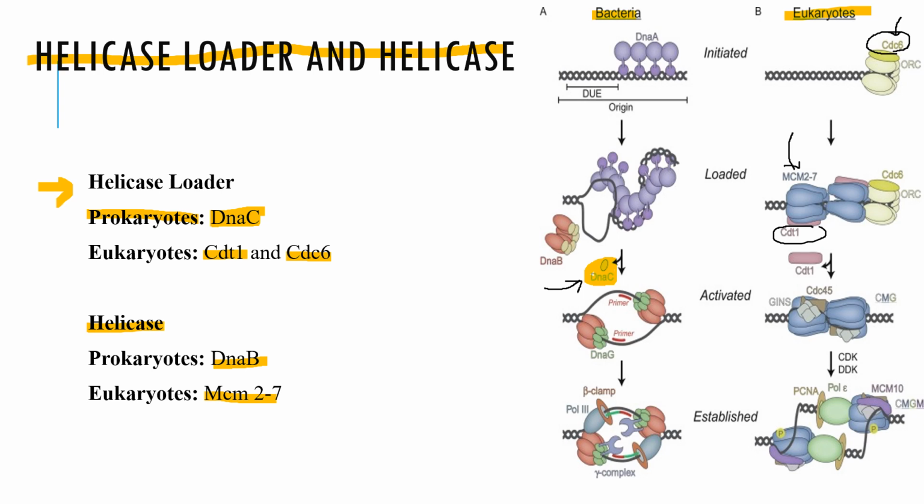Out of the two loaders, firstly one loader is loaded, and the other loader, that is CDT1, carries the helicase onto the DNA strand. After loading, both the loaders, CDC6 and CDT1, will leave the DNA strand. When we discuss the process of DNA replication in the eukaryotes, we'll discuss how CDC6 and CDT1 leave the DNA strand. Their process is a little bit different. They will leave after using the ATP.